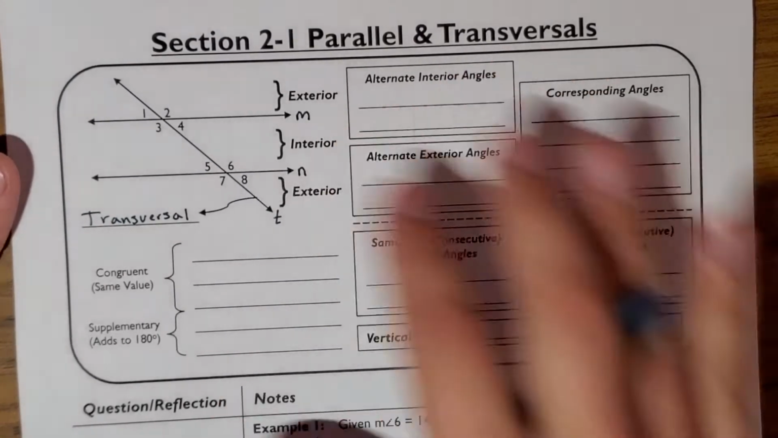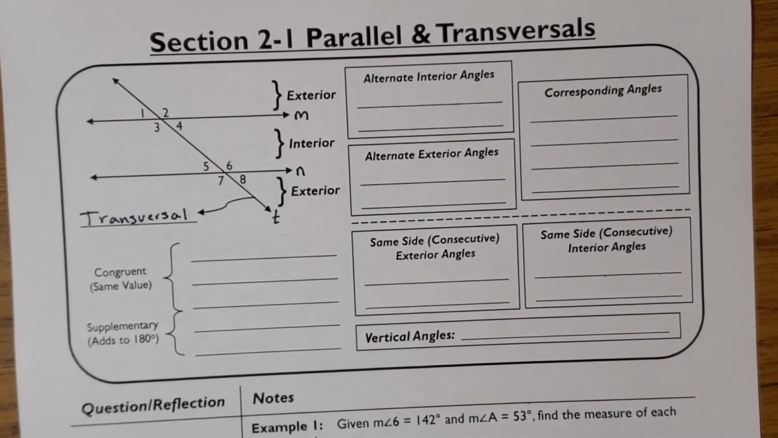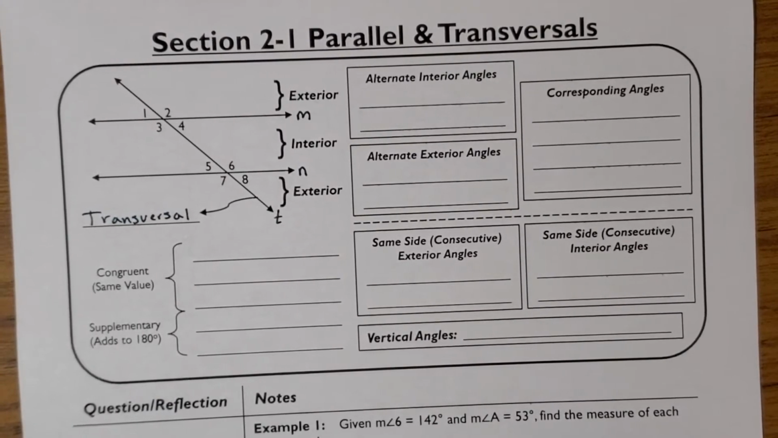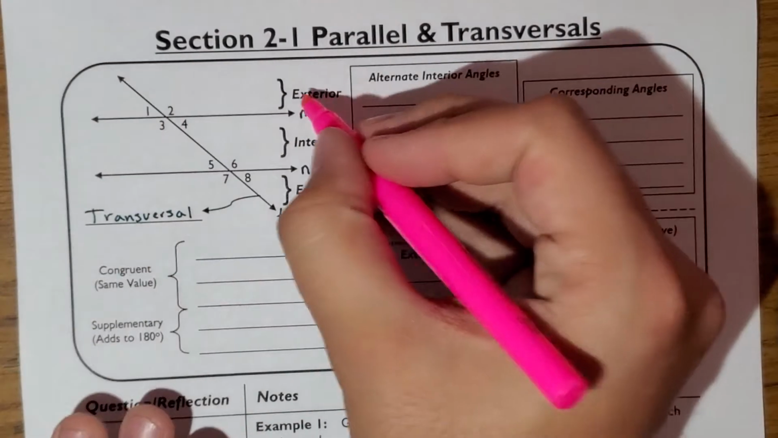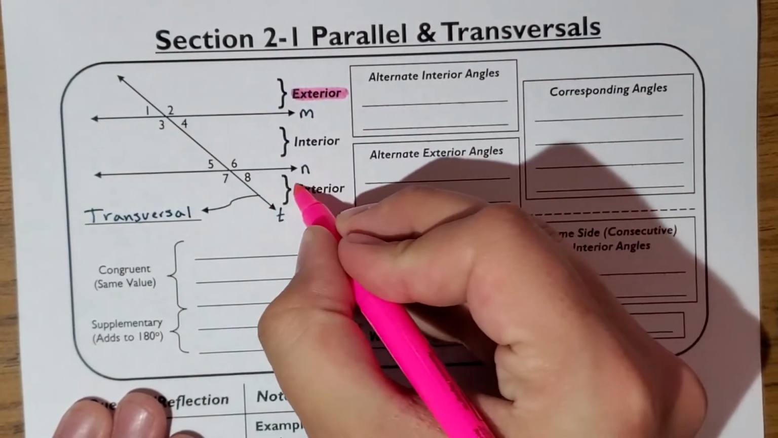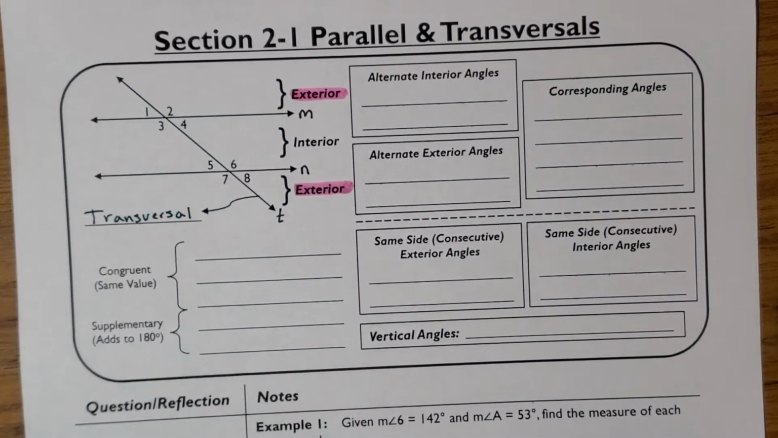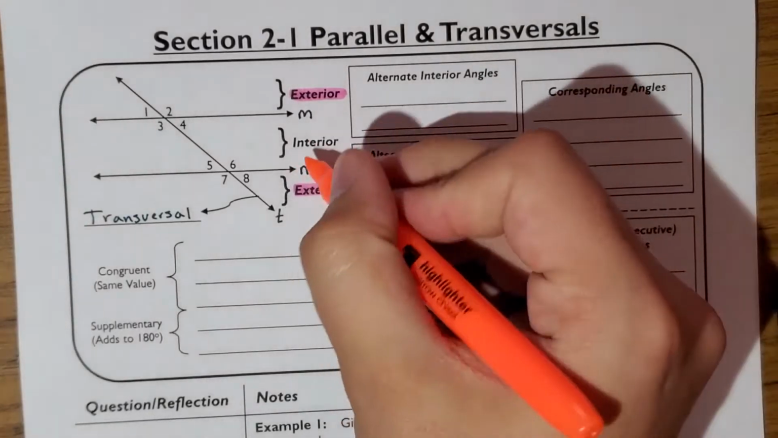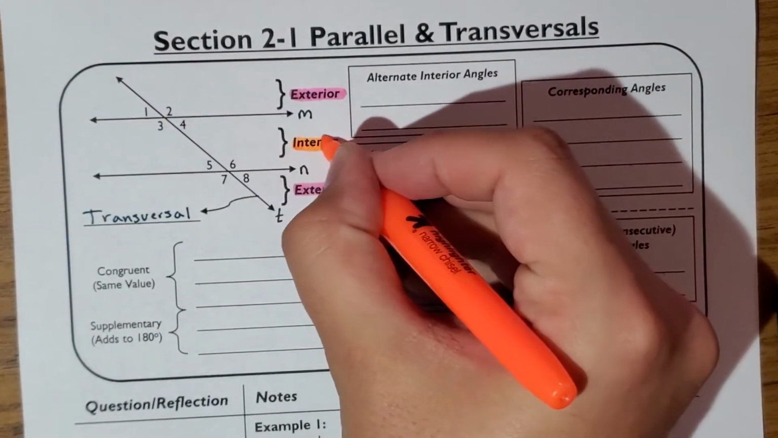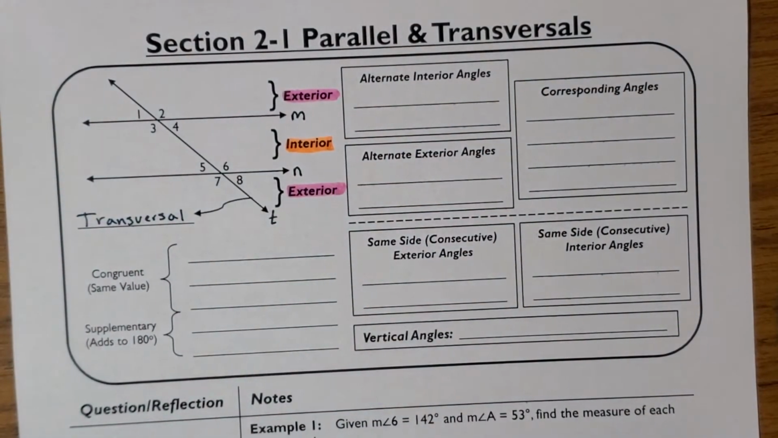And so you can see I've got all these special angle pairs, and that is what we're exploring today. Before we get into that though, there is a couple things we want to pay attention to. Notice that I've got these words exterior, that I'm going to highlight in pink, and interior that I'm going to go ahead and highlight with orange. You can see I've got those words there. Those are going to be really helpful.